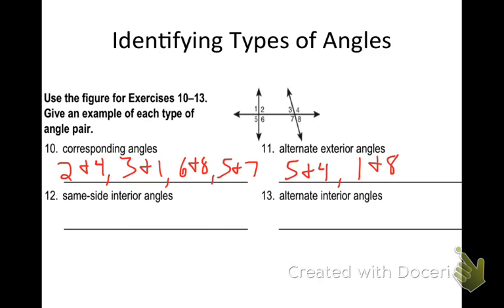Next, I have same side interior angles. Beast, which ones would be same side interior angles? Ooh. 2 and 6 are not on the same side of the line. 2 and 3, are those on the same side? Yep. So I'd say 2 and 3. What's another example of same side interior, Claire? 6 and 7. And last one of alternate interior angles, Coolidge, give me an example of alternate interior. 6 and 3. And another example of alternate interior, Anderson? 2 and 7. 2 and 7.